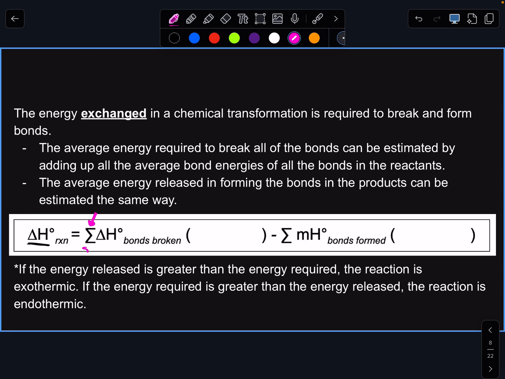So this means we are going to take the sum, meaning add, up all the bonds broken, and then minus all the bonds formed. Okay? This equation is not on your formula sheet. I don't know why. Okay? But hopefully it's just subtraction of bonds broken minus bonds formed. Okay? So let's take a look at a problem together.